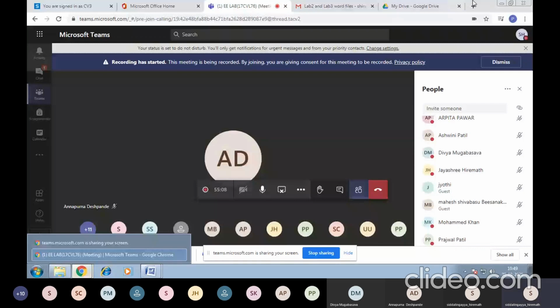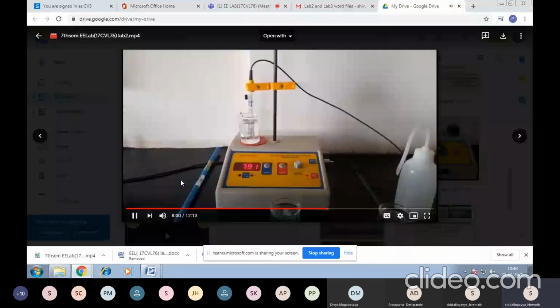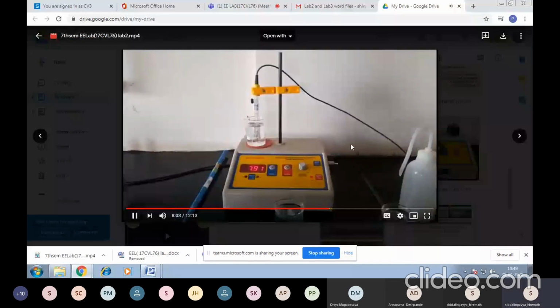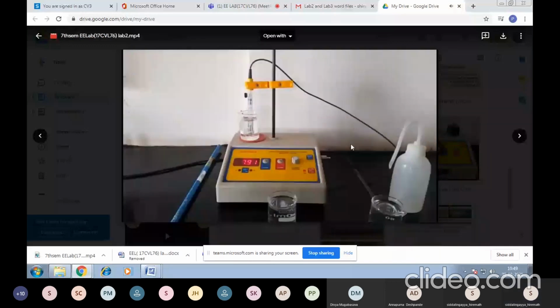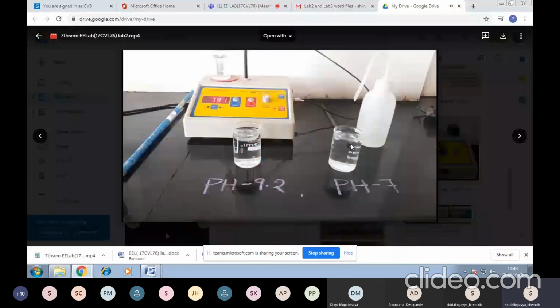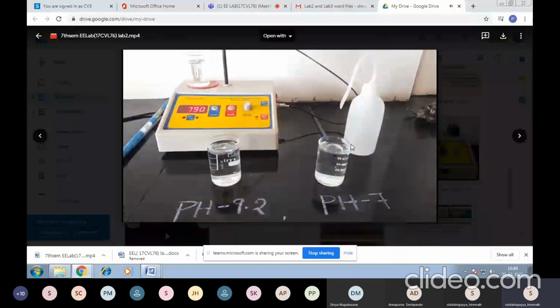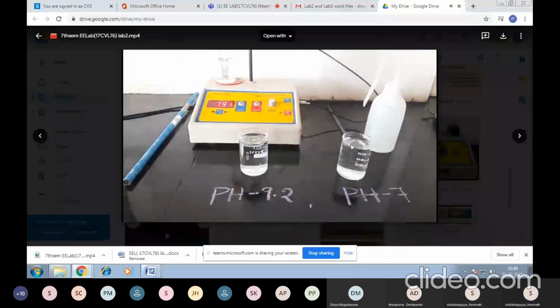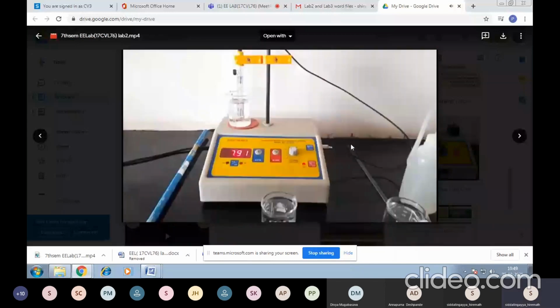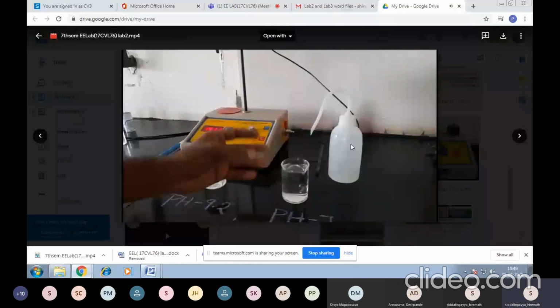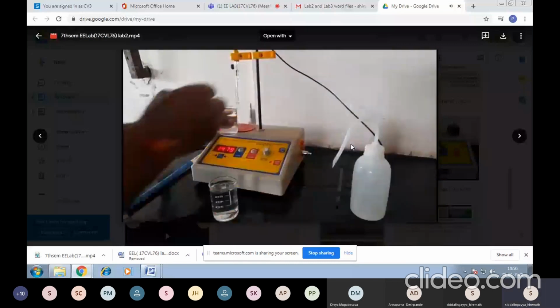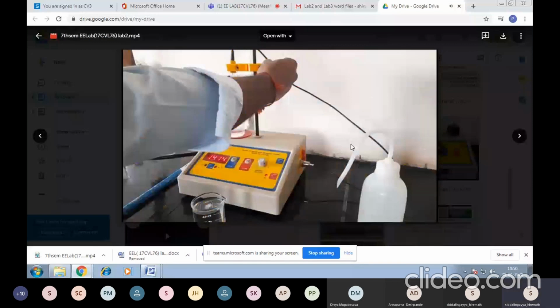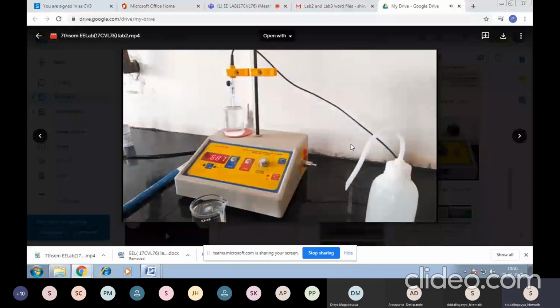Connect the instrument to mains and allow the instrument to warm up for about 10 minutes. Prepare buffer solutions, that is pH 9.2 as well as pH 7, using standard buffers in distilled water as we have prepared here. Now adjust the temperature dial to the temperature of the solution and dip the electrode fully in the pH 7 solution and wait for the reading to stabilize. Adjust the asymmetric potential knob to get a reading of 7.